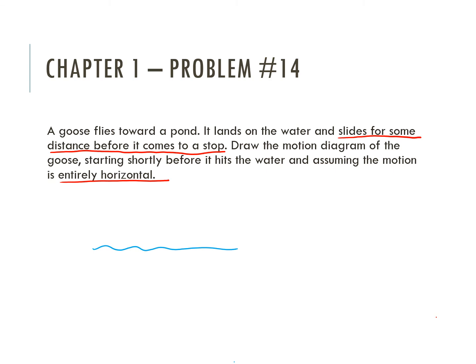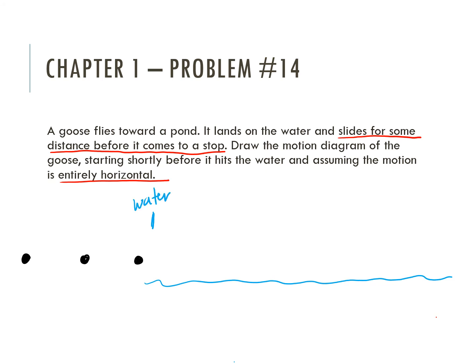Let me give myself a little bit more space between my points. So I have my goose and it's coming in. At this third point, we are now going to be hitting the water. I'm going to draw my points above the water for now. I'm going to leave my water here, but I just know that these points are in the water. Actually, I should line it up with my point. Now I know that my goose is going to slide for some distance before coming to a stop.